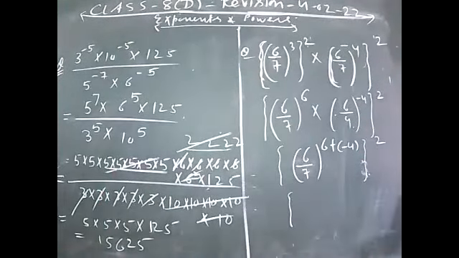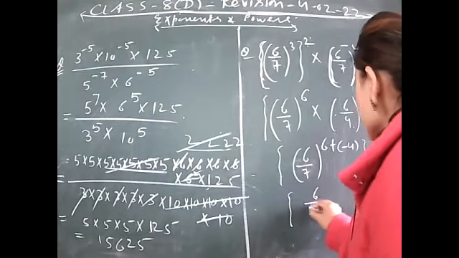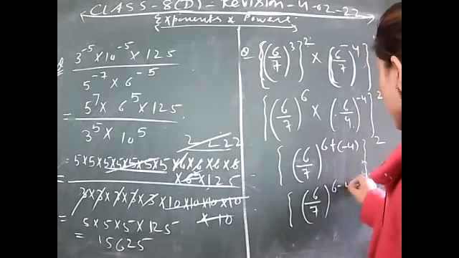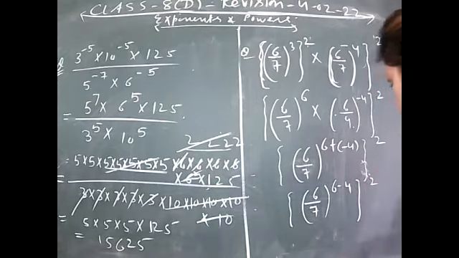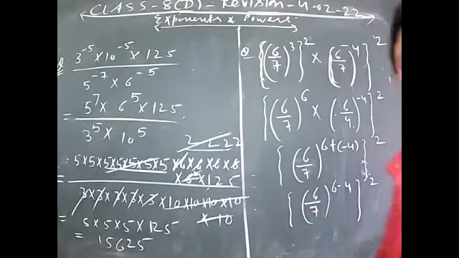Anyhow, so you can say multiply sign, powers are added, so it will be 6 by 7 raised to power 6 minus 4, whole raised to power 2, right?